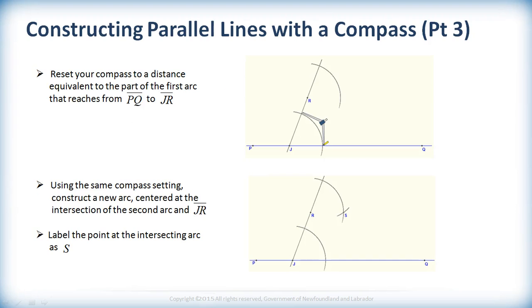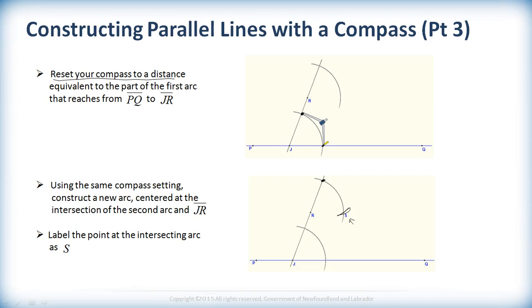From there, we have to reset the compass now for the first time. So we reset our compass to measure a distance from this point where our first arc intersects JR down to this point where it intersects PQ. Okay, and once we have that distance, we're going to take our compass and anchor it up at this point, where the second arc meets JR. And we're going to use that to sketch this little arc down here. And where that little arc goes through, we're going to call that S.